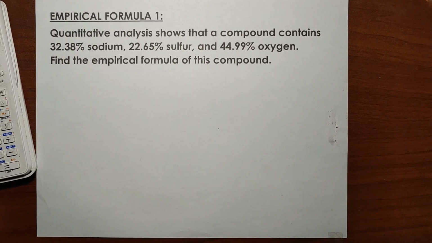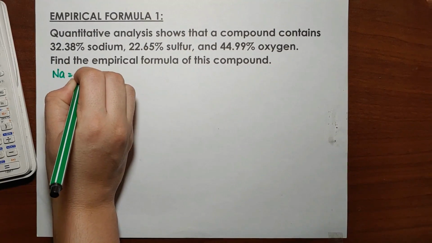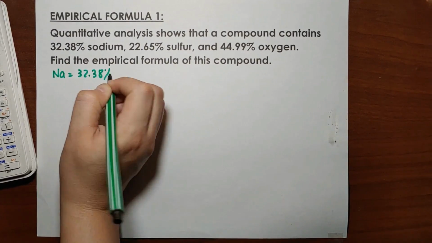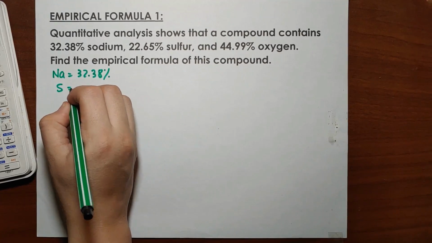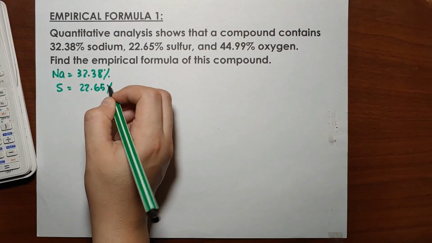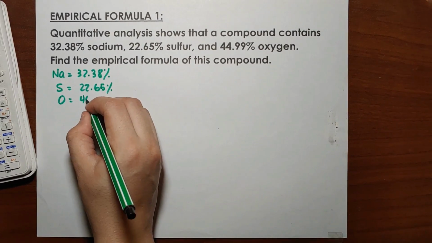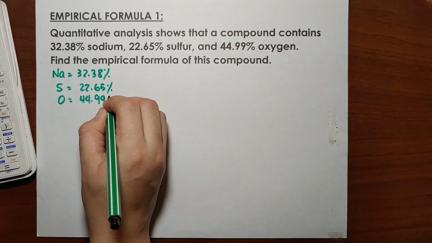Actually, it's just the percentage composition. Okay, we know that sodium, Na, is 32.38%, sulfur, S, is 22.65%, and oxygen, O, is 44.99%.